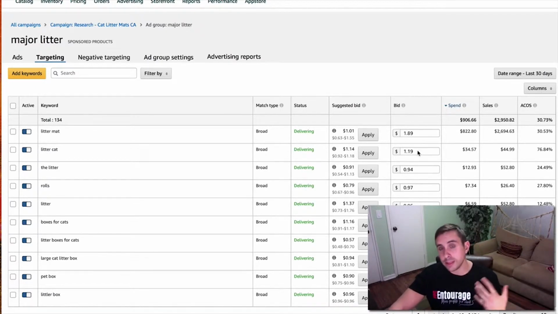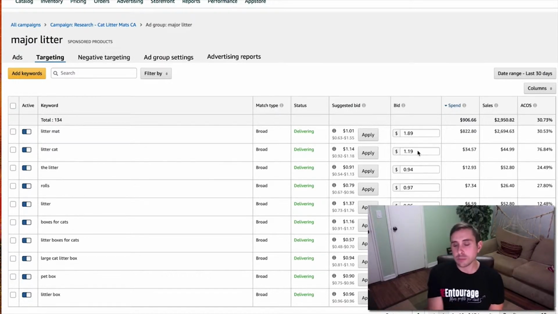It may come at the expense of less impressions, but what I'm saying is this keyword's a little expensive. I don't want to spend that much money on the keyword, so I'm going to offer to spend less money in the auction, and I know I may not get as much visibility, but I want to make sure that I hit my target of 40%.